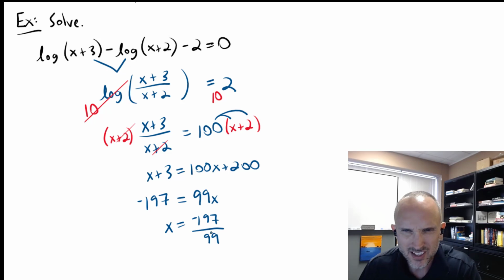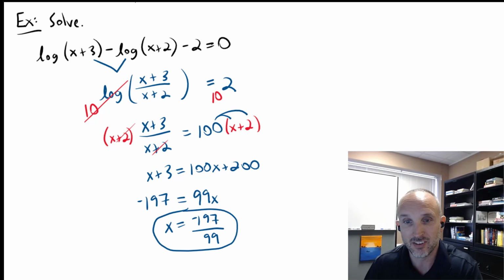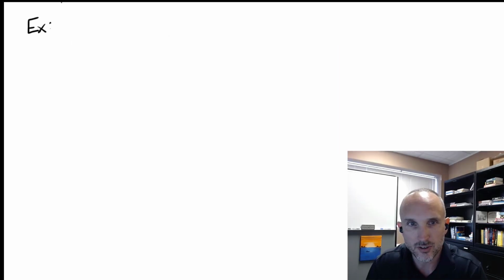Well, this is a little bit less, it's like negative 1 point something. If I plug that in for this x and add 3, negative 1 point something plus 3 is positive. Negative 1 point something plus 2 is positive. So even though this is a negative x value, it's a valid solution to the equation because the arguments are positive. Okay, let's keep going here with another example.